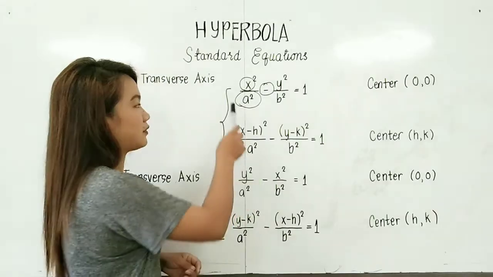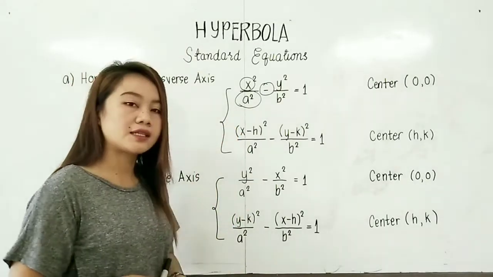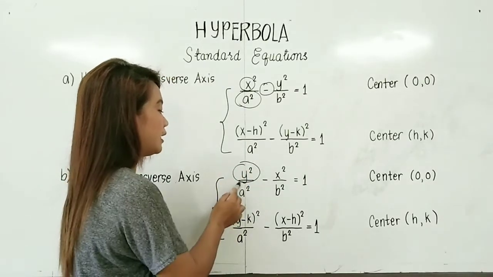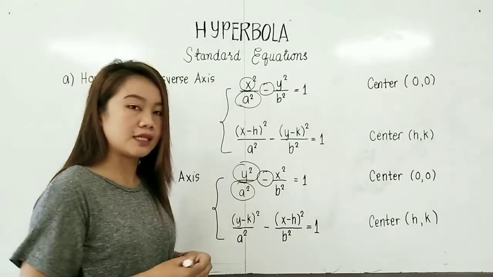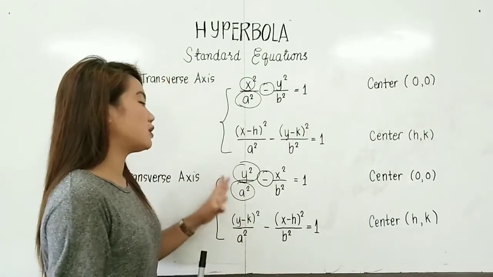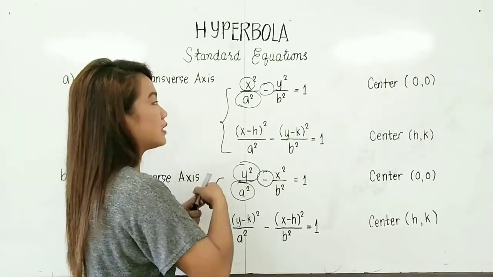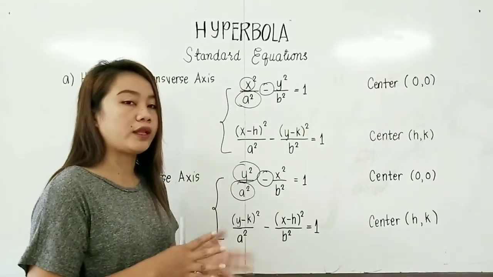So that is, the transverse axis is horizontal. However, if the transverse axis is vertical, we have here the first variable is y and its denominator is a. So our x variable here is negative. So the transverse axis is vertical. Now always remember that the equation of a hyperbola is also always equated to 1.